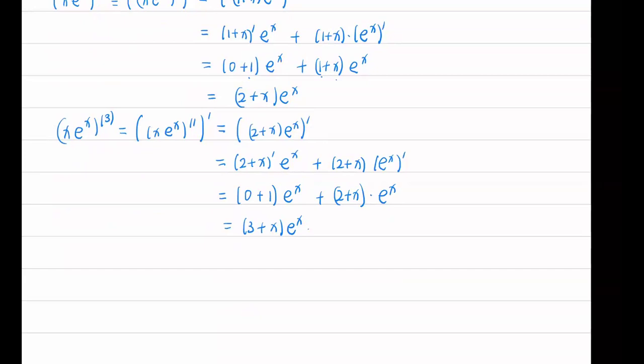Now, Elisa, I want you to guess what's the formula if we take the 100th derivative? 100 plus x e to the x. Okay, so that's right. So this is the formula. How do you get this formula? Do we take all the derivatives or do we have another approach? So then what would you do?